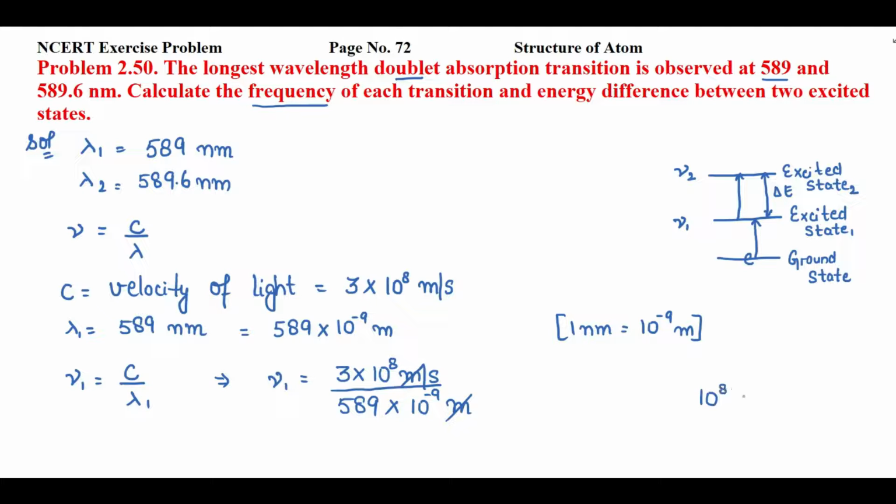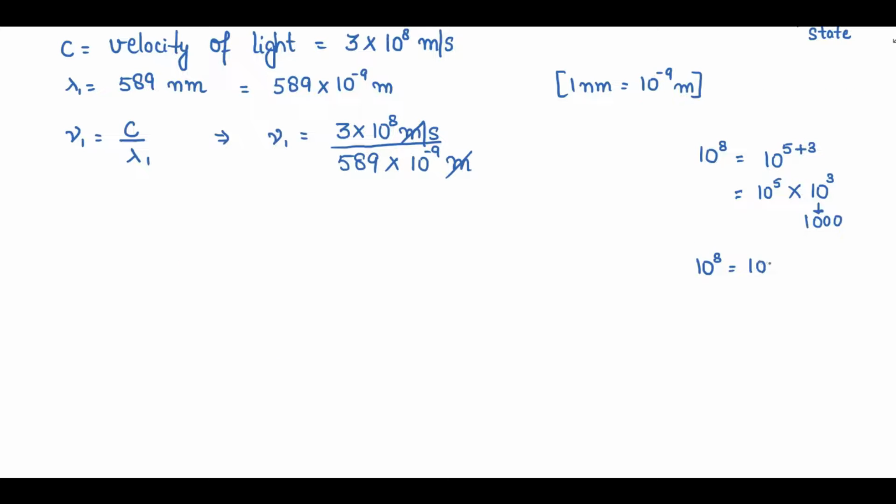So this 10 raised to power 8 can be written as 10 raised to power 5 plus 3. If I am writing powers in addition form, that means these powers are in multiplication. So I can write these powers as 10 raised to power 5 into 10 raised to power 3, right? Now this 10 raised to power 3 means I am having 3 zeros with 1, right? So 10 raised to power 8 can be written as 1000 into 10 raised to power 5, right? So simply replace this 10 raised to power 8 with 1000 into 10 raised to power 5. So nu 1 equal to 3 into 1000 into 10 raised to power 5.